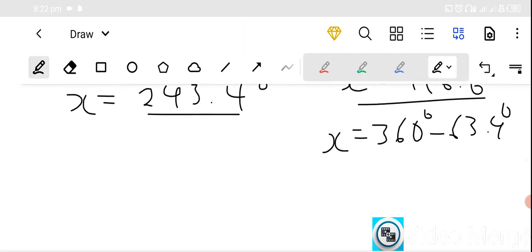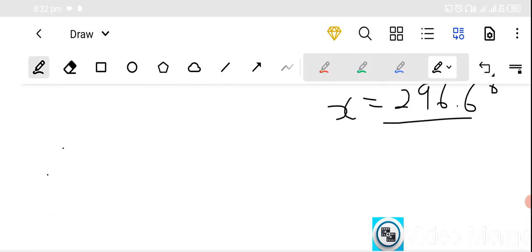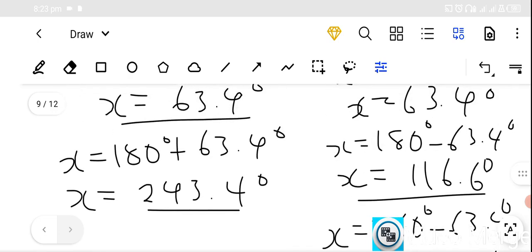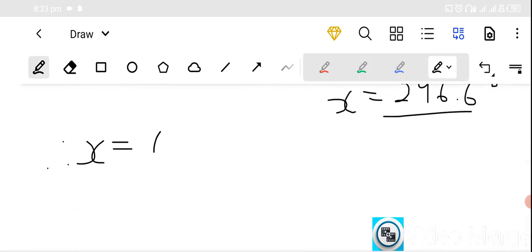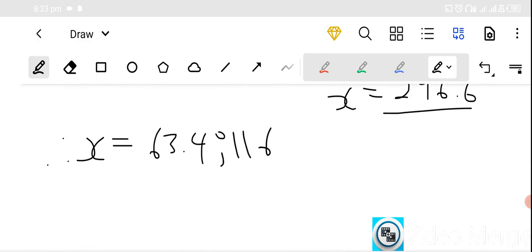And then x will be equal to 360 minus 63.4 degrees, so 296.6 degrees. 296.6 degrees as a final answer. Then you can show that you know what you're doing by arranging them in ascending value. So the lowest angle that we found was 63.4 degrees, and then next is the 116.6 degrees.